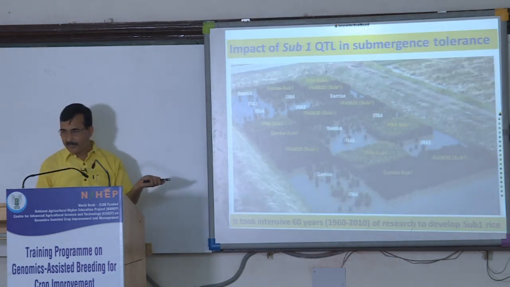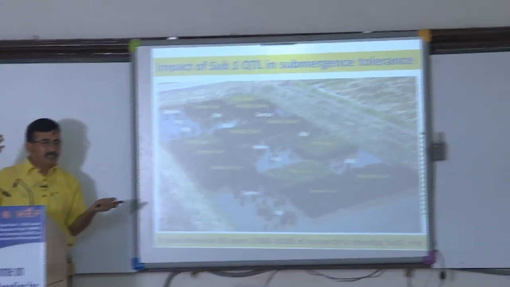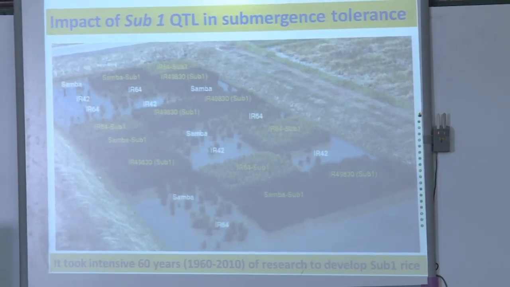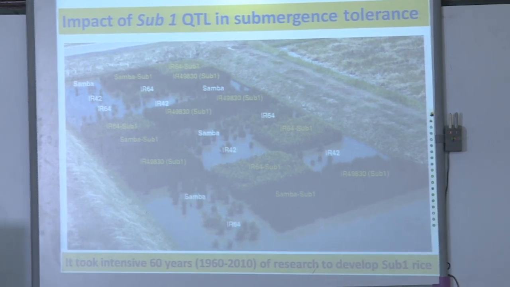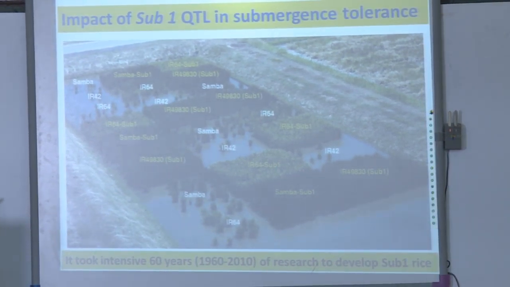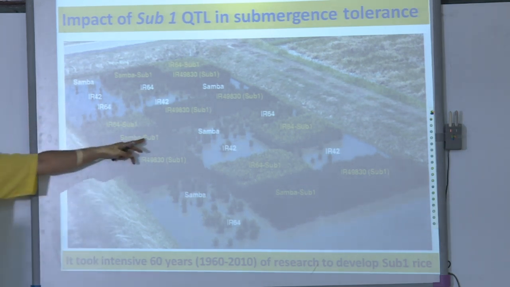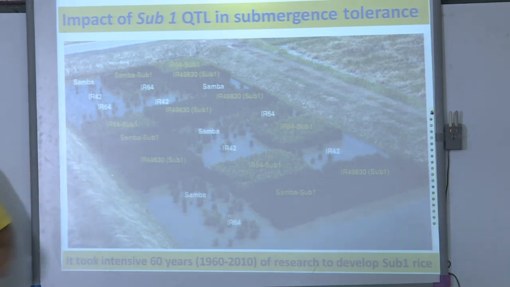It's an IRRI slide. Okay, sub-1 QTL. It was identified in genotypes collected from Orissa, FR13A. From that it was identified and deployed, and now you have seen different varieties with the sub-1 QTL: Swarna-Sub1, Samba-Sub1, everything is there. So success is there, but you see 60 years of research, not 1 day or 2 days, right? From 1950 to 2010, whole years they did the same thing.